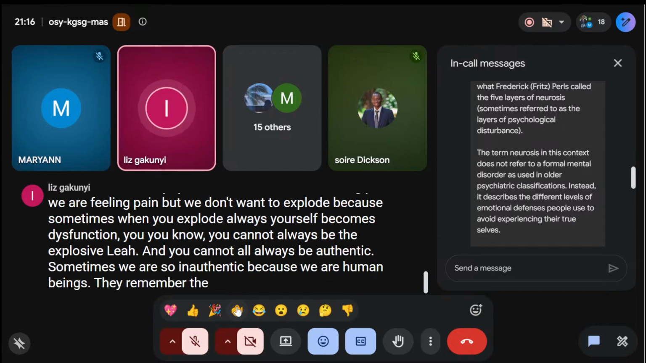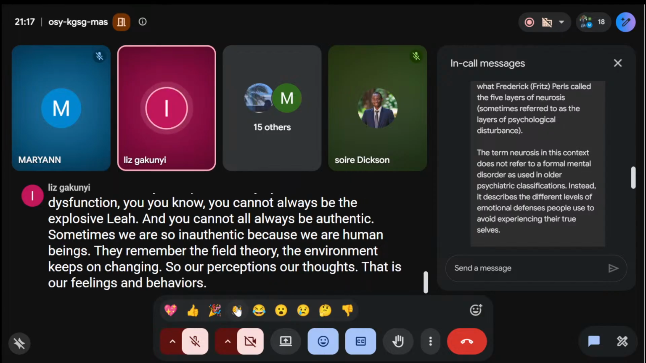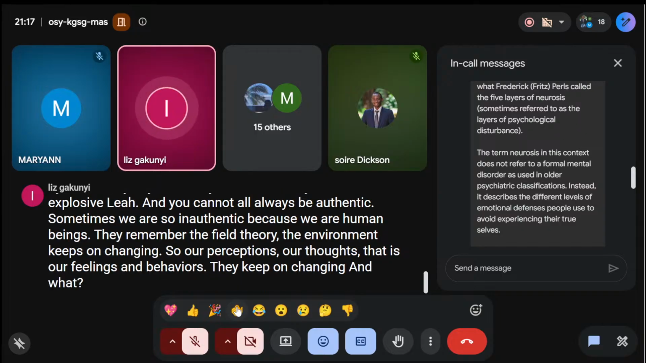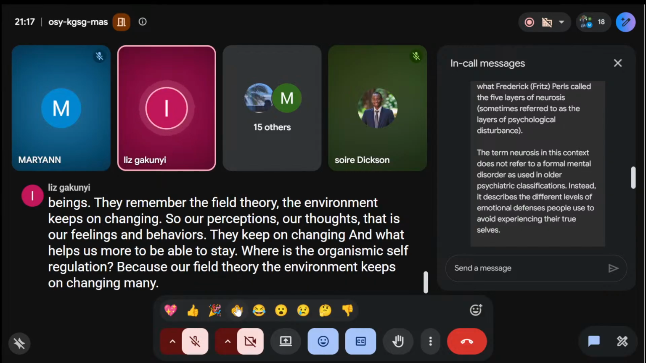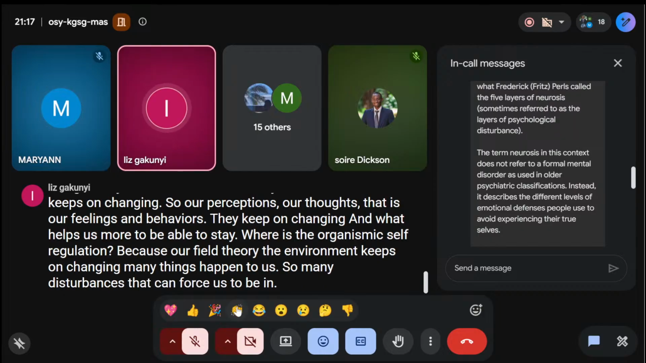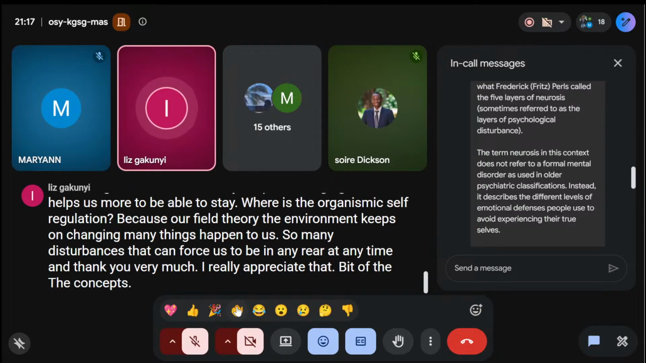Remember the field theory. The environment keeps on changing, so our perceptions, our thoughts, that is our feelings and behaviors, they keep on changing. And what helps us more to be able to stay well is the organismic self-regulation. Because in field theory, the environment keeps on changing. Many things happen to us. So many disturbances that can force us to be in any area at any time. Thank you very much. I really appreciate that bit of the concepts is done very well.